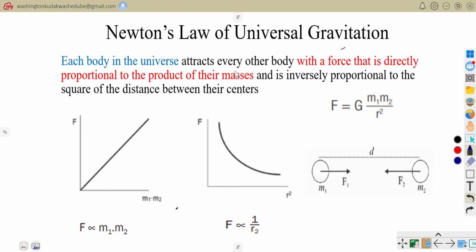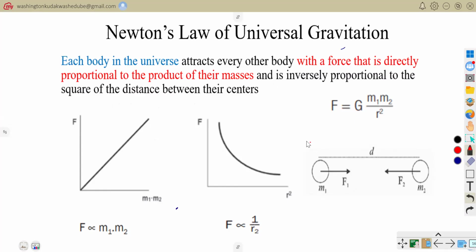We are able to actually investigate what it foretells. So without wasting time, let's look into the definition that I brought to you here. We are saying that each body in the universe attracts every other body with a force that is directly proportional to the product of their masses and is inversely proportional to the square of the distance between their centers.